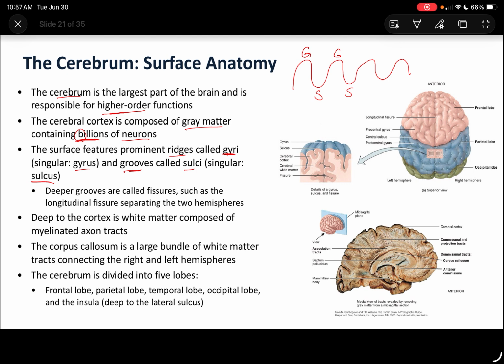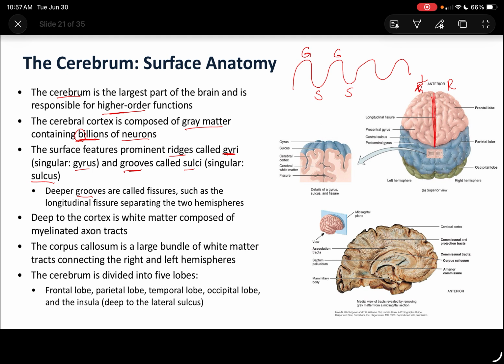Now, we also can have these deeper grooves, right? And these deeper grooves are known as fissures. A great example of this is going to be the longitudinal fissure that's going to separate our right and our left hemispheres that we see there. This is going to be our lateral fissure.